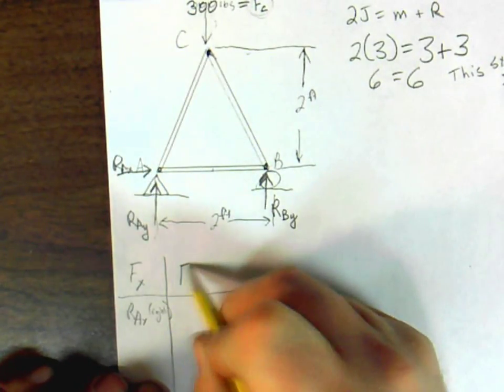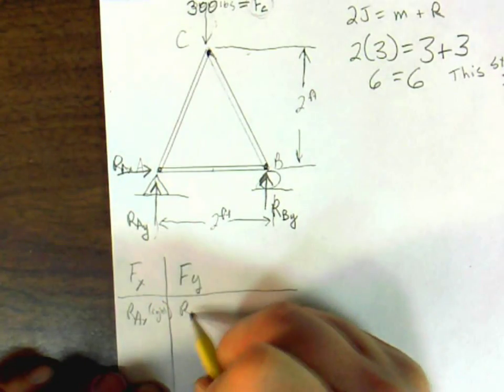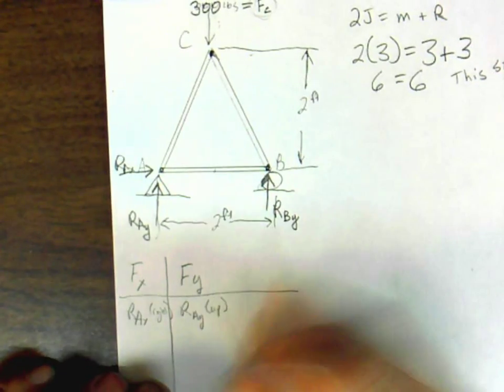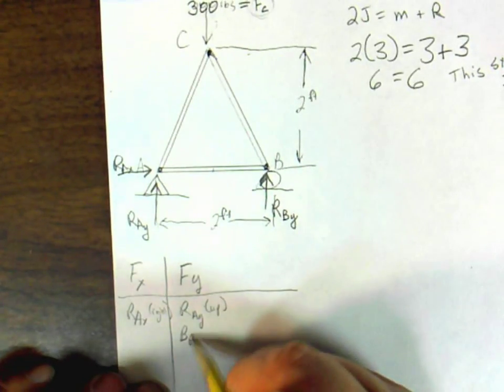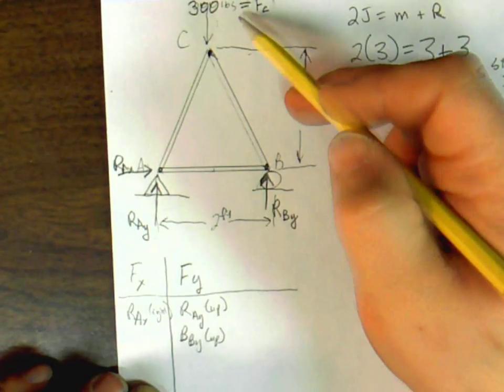So now let's see, what are my forces in the Y? Well, I've got RA of Y, that is going up. I've got RB of Y, that's going up. I also have force of C, which is going down.